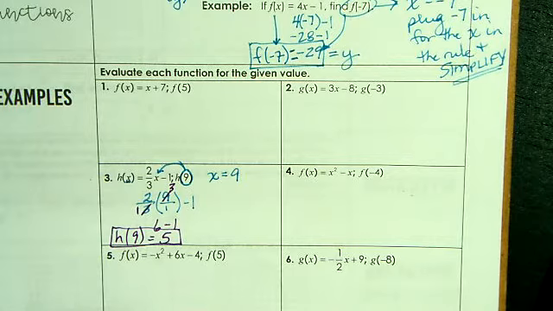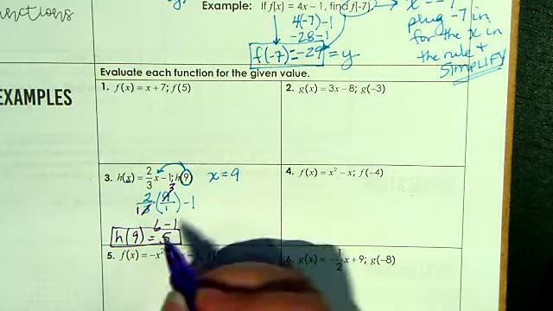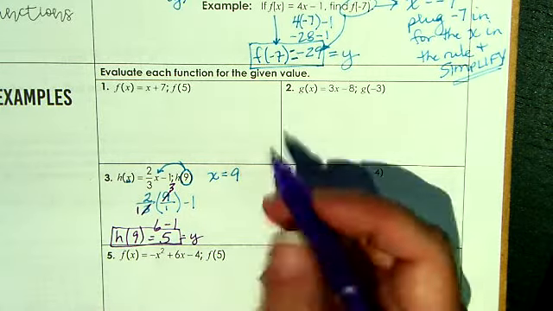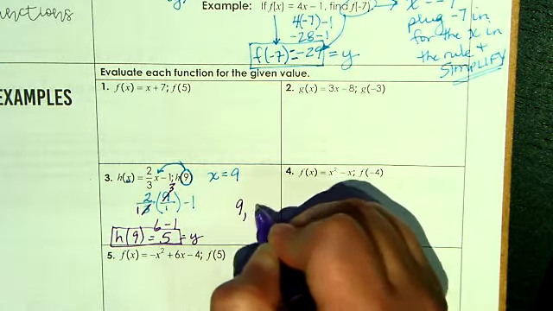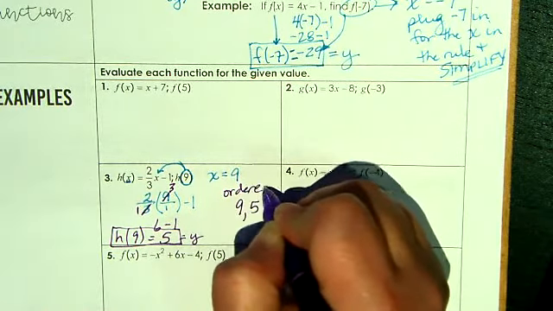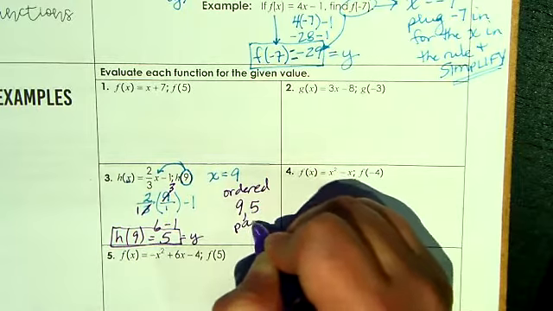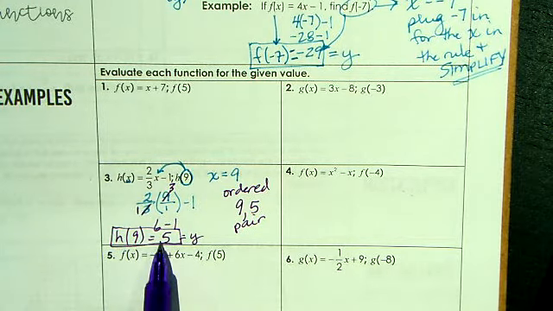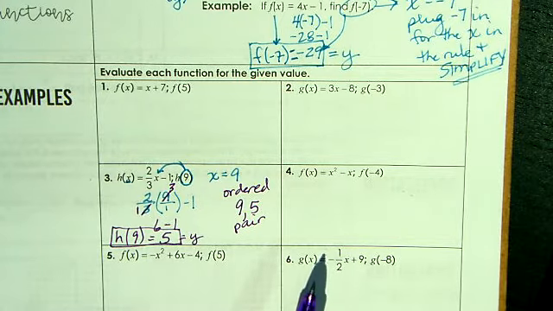If I wanted to write that as an ordered pair, remember this is the y value, so it would be (9, 5). That's what it is as an ordered pair, but that's not what it's asking right now. It just wants to know what h of 9 is, and h of 9 is 5. Okay, next example. Let's look at number 5.